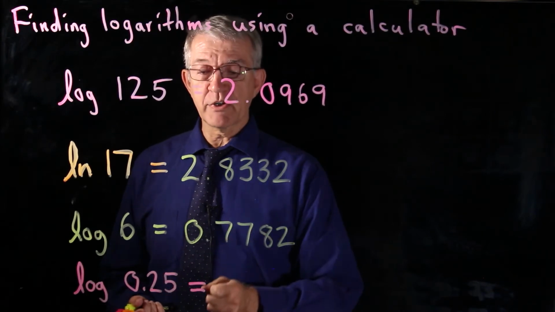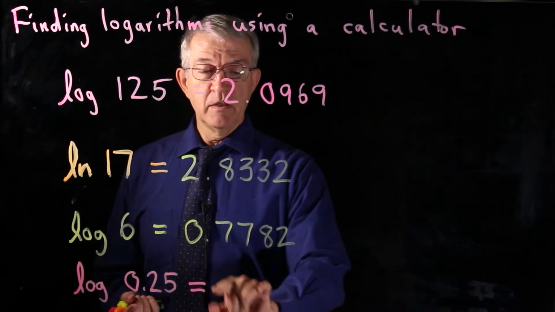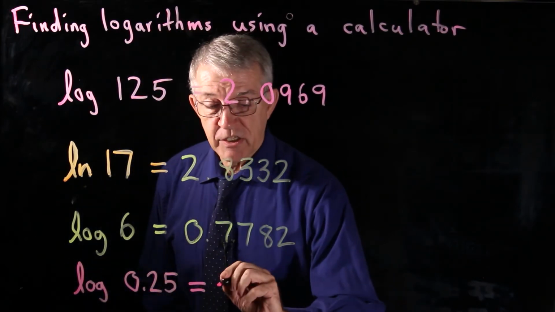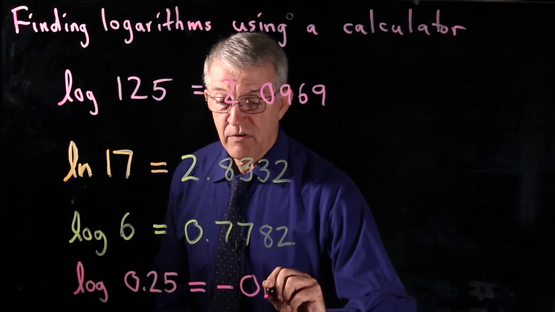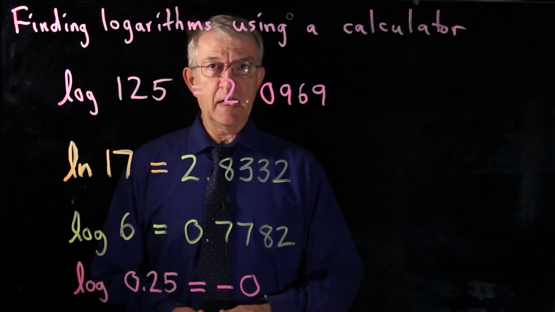And so here's one more trick. When you find the logarithm of something smaller than 1, your logarithm will always be negative. And so here, my prediction before I pull out my calculator is that it will be negative 0 point something, and we'll find out the something by using our calculator.